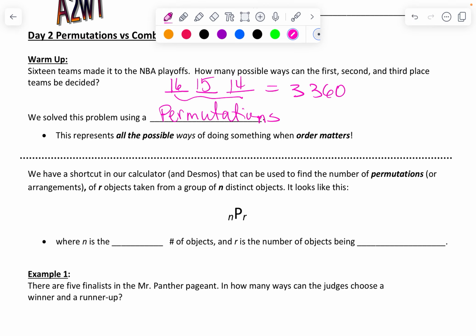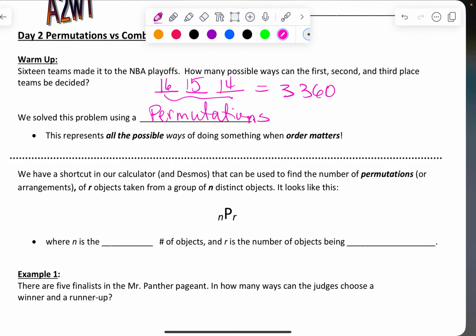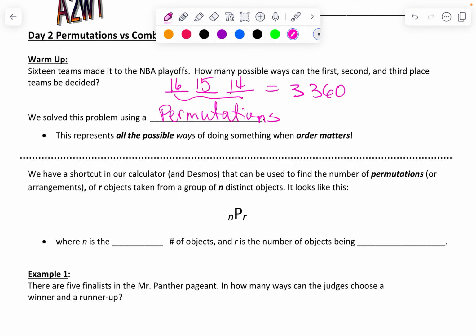So taking 16 times 15 times 14 isn't too hard. But what if we had 16 things and we wanted to do first, second, third, fourth, fifth, sixth, seventh, eighth, ninth, and not all the way to 16, but just somewhere in between? That would take way too long to put in our calculator. So we can use the shortcut on our calculator or Desmos.